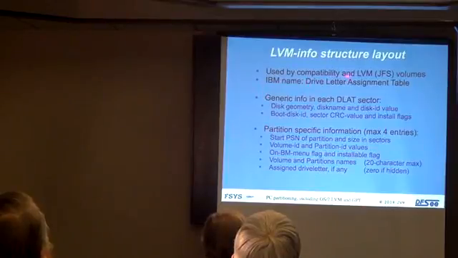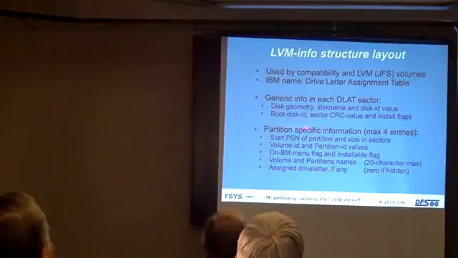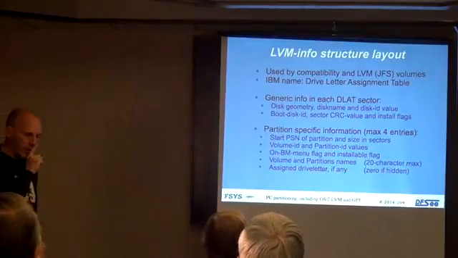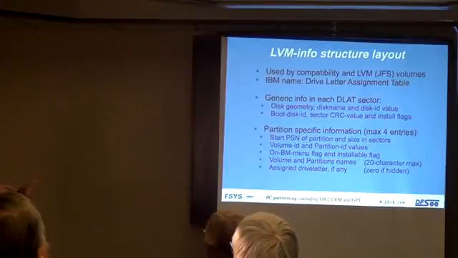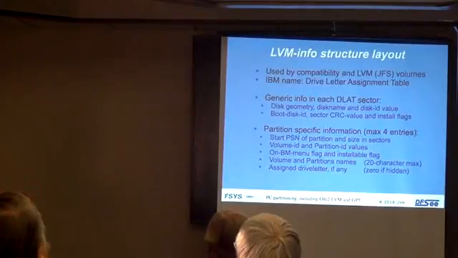LVM information, used by compatibility and other ones. Drive level assignment table, that's the IBM name. There's some generic info in there, like disk geometry. That's one of the things you may want to be aware of if you clone a smaller disk to a larger one using DFSee. So you do a disk-to-disk clone, or with any other tool, doesn't really matter. It will clone everything that's on the disk, including this LVM information.